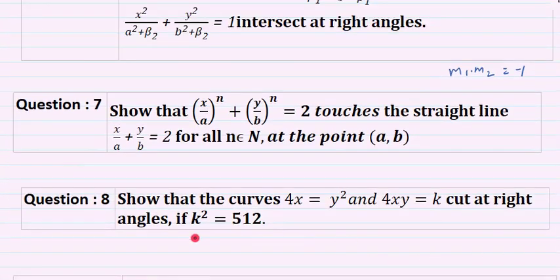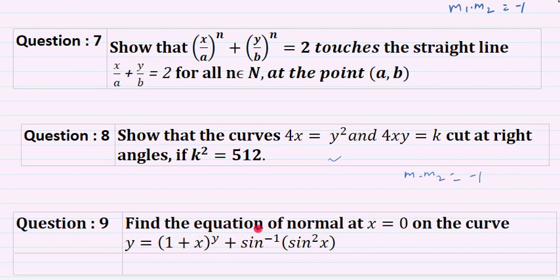The next is: show that the curves this and this cut at right angles if k square is equal to 512. The concept behind this question and the previous question is the same. We need to prove these two cut at right angle if the condition is k square is equal to 512. First calculate the point of intersection, then number 2, find the slope of the tangent of the two curves and put m1 into m2 is equal to minus 1. When you put this condition, automatically your result will be with you.